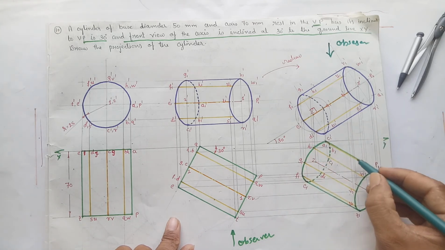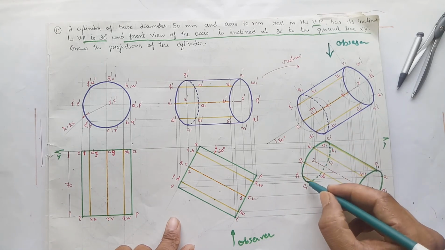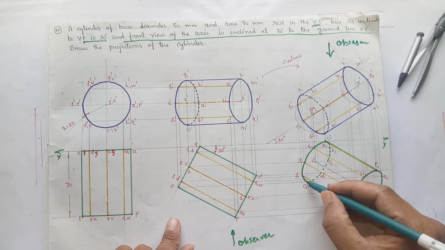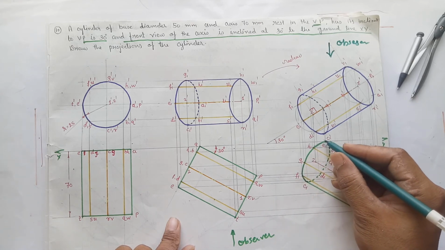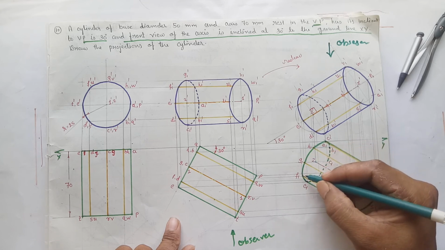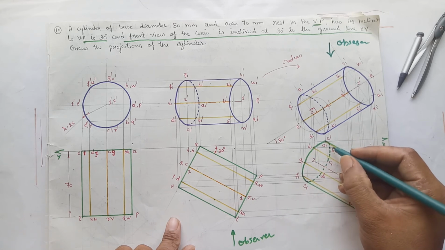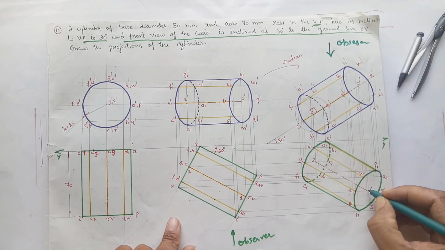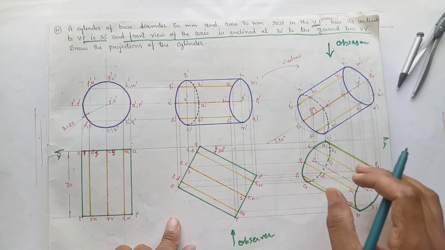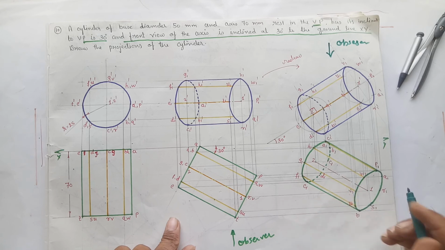Then after, draw the hidden generators. After drawing the hidden generators, in the plan the outer part of the base is going to be visible and the inner part of the base is going to be hidden. Project the axis and mark the axis 1, 2. So this will be the plan of the cylinder.